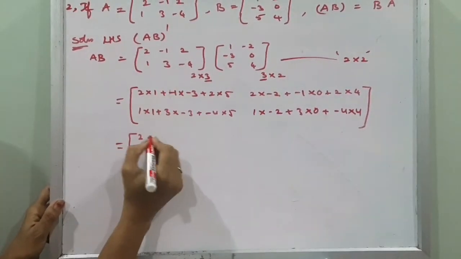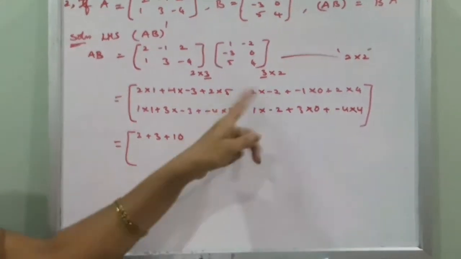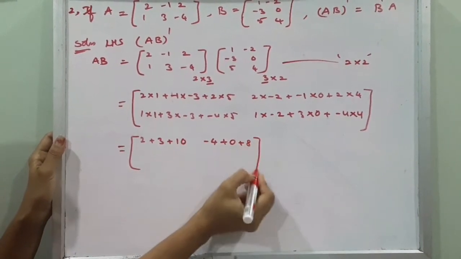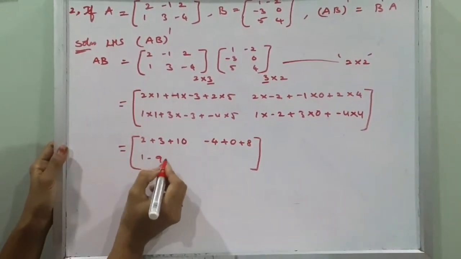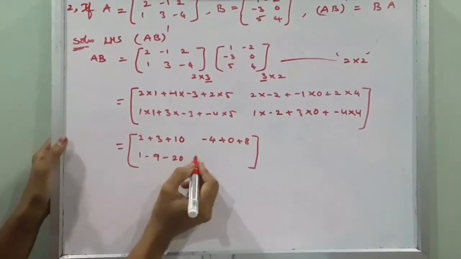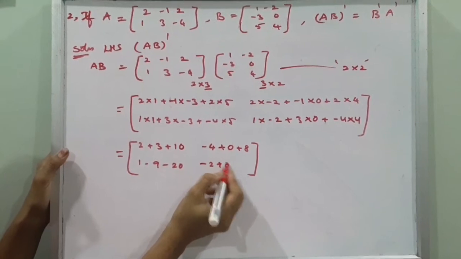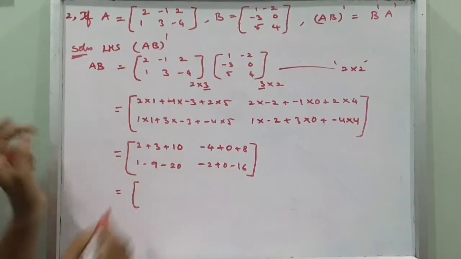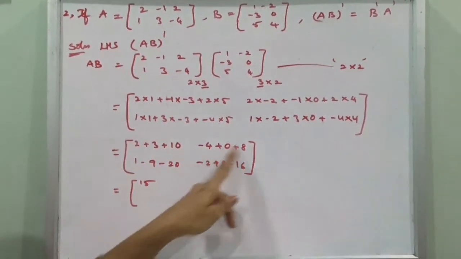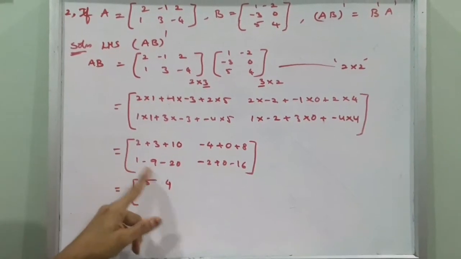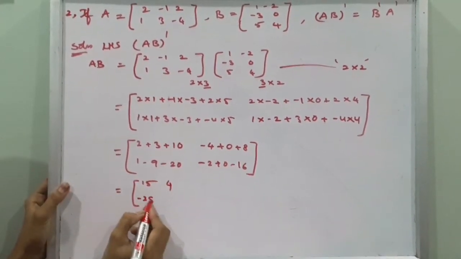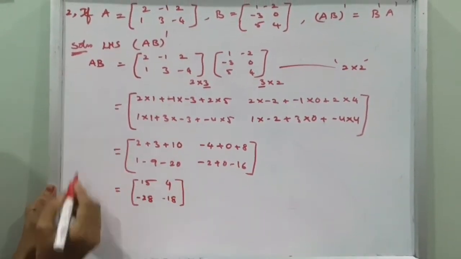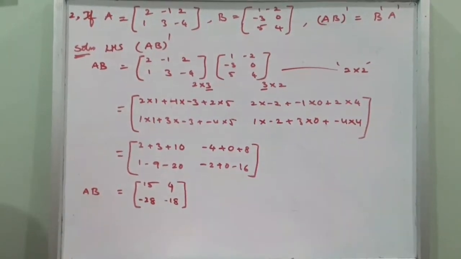Which is equal to 2 plus 3 plus 10, minus 4 plus 0 plus 8, 1 minus 9 minus 20, minus 2 plus 0 minus 16, which is equal to 2 plus 3 is 5, 5 plus 10 is 15, minus 4 plus 8 is 4, 1 minus 9 minus 8 minus 8 minus 20 is minus 28, minus 2 minus 16 is minus 18. This is the value of AB, A into B.